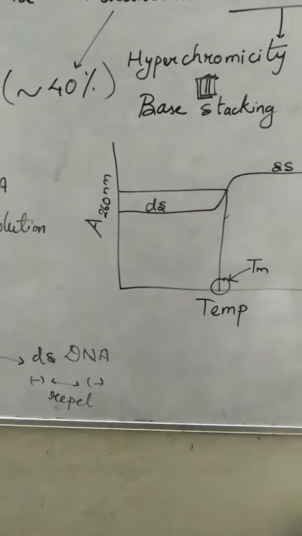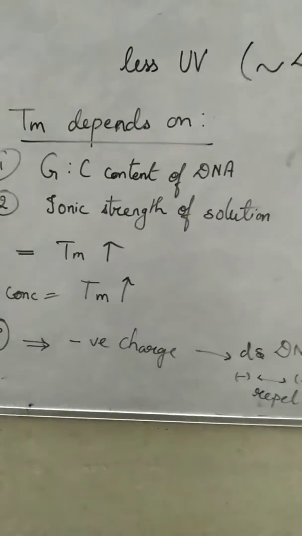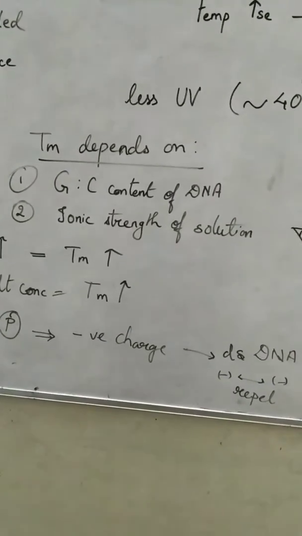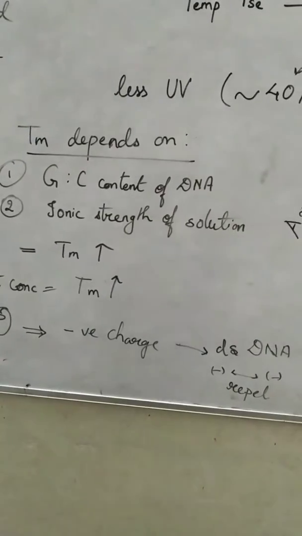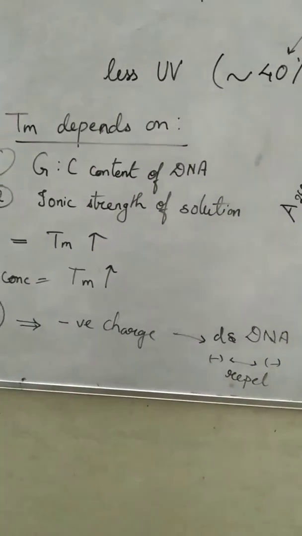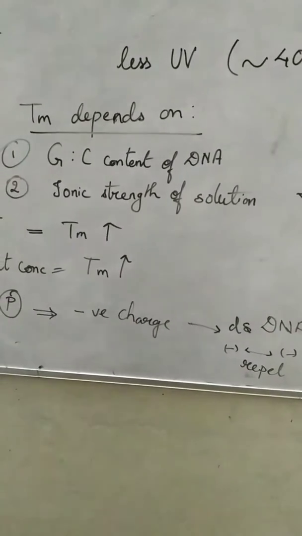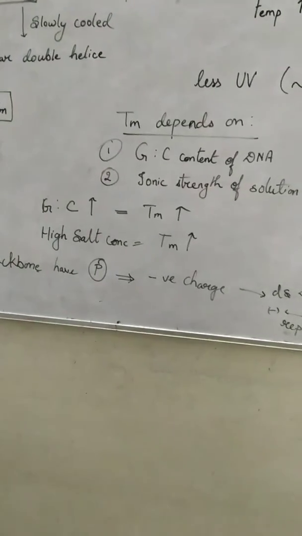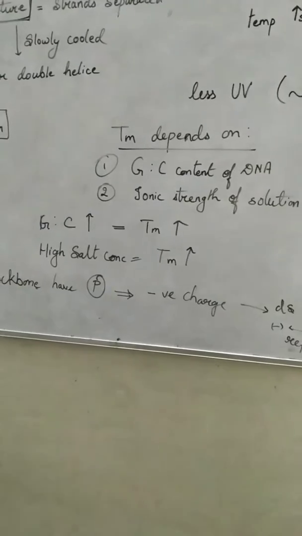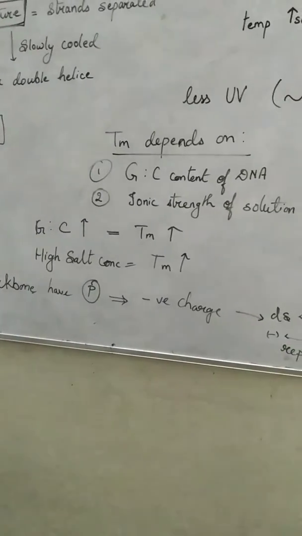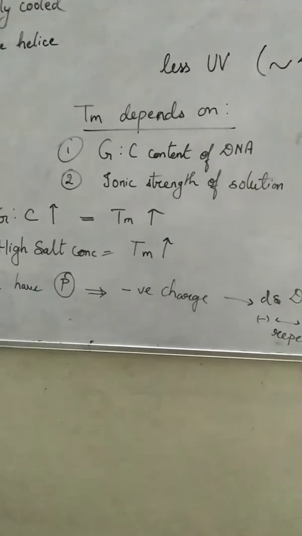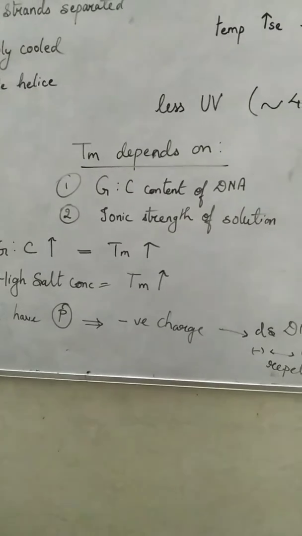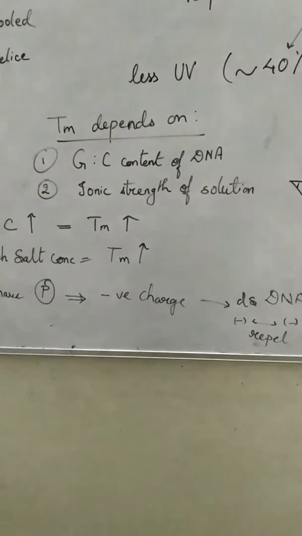Now on what factors does this melting temperature depend? Melting temperature basically depends on two factors. First is the GC content. Remember, between guanine and cytosine there are 3 hydrogen bonds. So the first factor is GC content and the second factor is ionic strength. If there is more GC content, then the melting temperature Tm will be high. If there is high salt concentration, then also it will be high. So the only two factors on which the melting temperature depends are GC ratio and ionic strength of the solution.